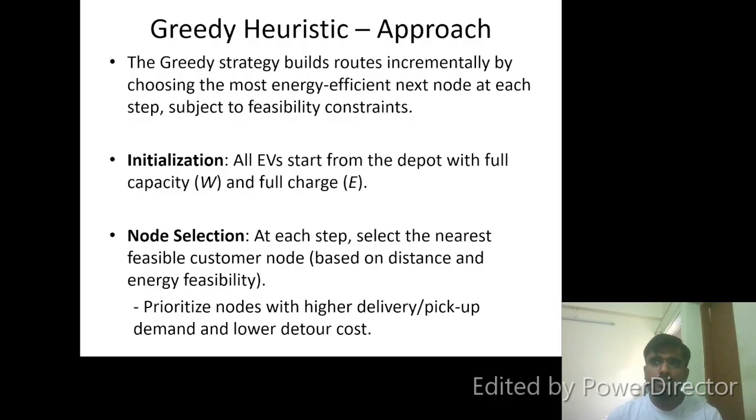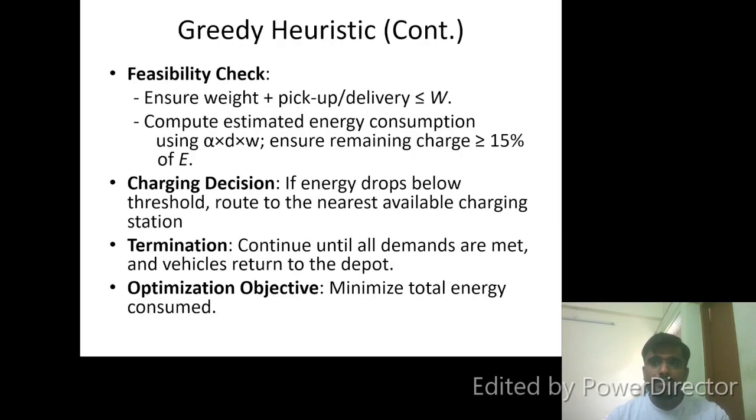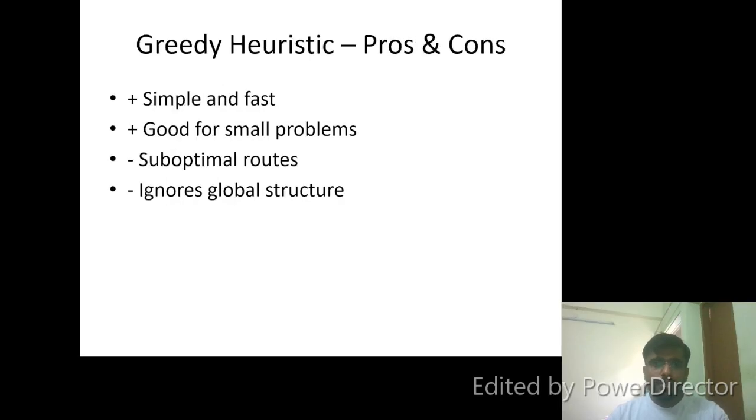This is the process of selecting the best next node, checking feasibility, and inserting charging stops. It continues iteratively until all customer demands have been met and all vehicles have returned to the depot. The primary optimization objective for this greedy approach is simply to minimize the total energy consumed across all vehicles. So what are the takeaways from the greedy approach?